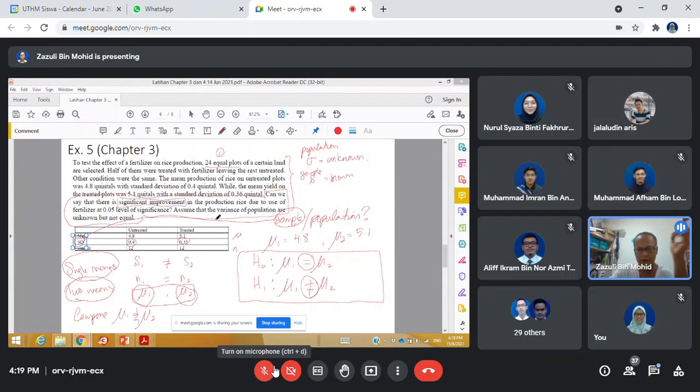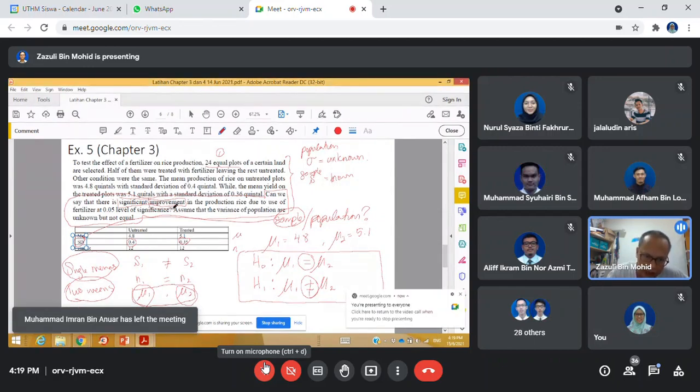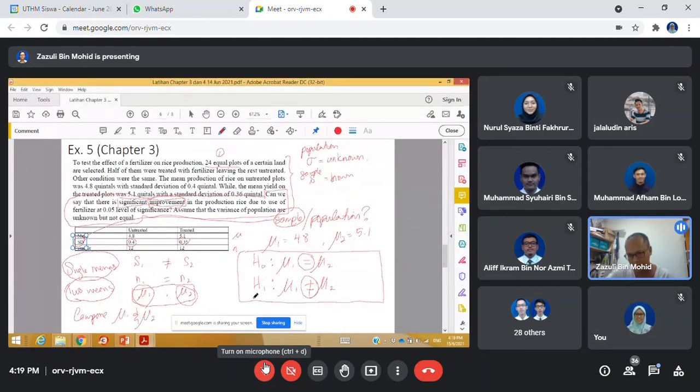Okay, from this question here, I can understand that you are not able to construct the correct hypothesis. So the keyword here, you can look directly at this one. When you say it improves, does it increase or decrease or equal? Siapa boleh jawab? Increase. Improve. Increase.